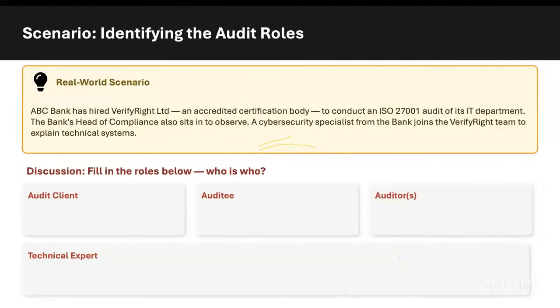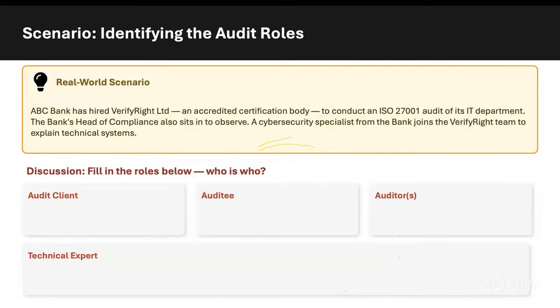Okay, so now we get to a simple scenario here. Identifying the audit roles. ABC Bank has hired Verify Limited, an accredited certification body, to conduct an ISO 27001 audit for its IT department. Please read this very well, because I'll be asking questions here, and I'm going to be looking at the chat box to see who is going to give me the answer. The bank's head of compliance also sits in to observe. A cybersecurity specialist from the bank joins the Verify team to explain the technical system. Fill in the rows below.